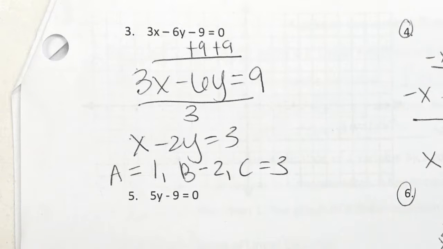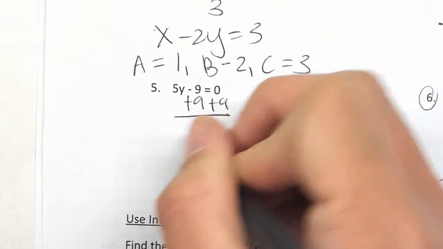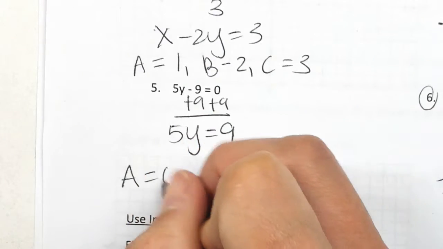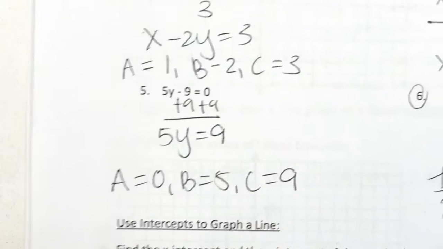Any questions on that one? Do we get points on? We don't simplify. Yes, because then it's not in standard form. Anybody want to help me with the next one? Brittany? You add 9 to both sides. Very good. And you're going to get 5y equals 9. Mm-hmm. And then a is going to equal 0, b equals 5, and c equals 9. Very good. Any questions on that one?